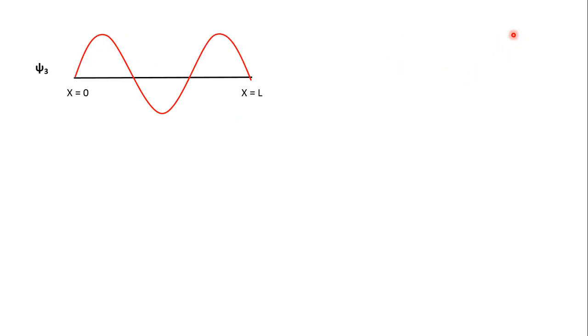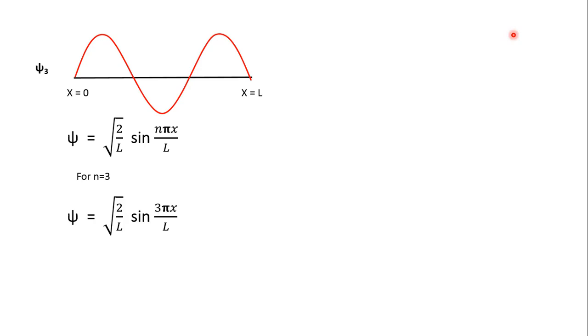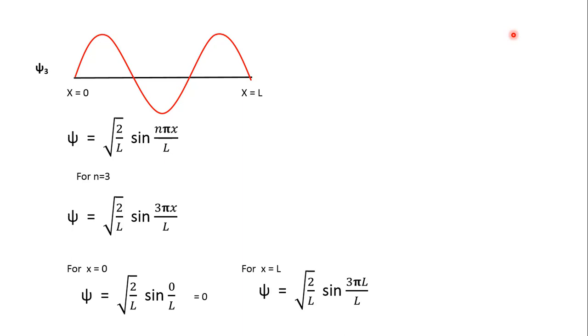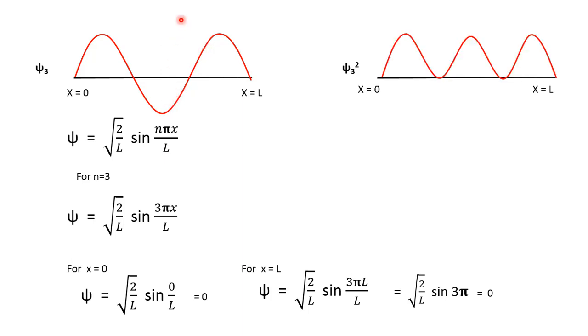Similarly, for n equal to 3, we will get like this. In this, when x is equal to 0, psi is equal to 0. When x is equal to L, we get sin 3 pi, which is also 0. So this end is when x is equal to 0. This end is when x is equal to L. This is sin 0. This is sin 3 pi. This is sin pi. This is sin 2 pi. All these are 0. On squaring, the positive term will remain a positive term. The negative term will also become positive.